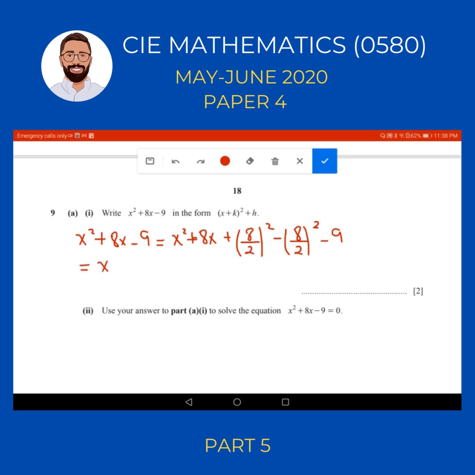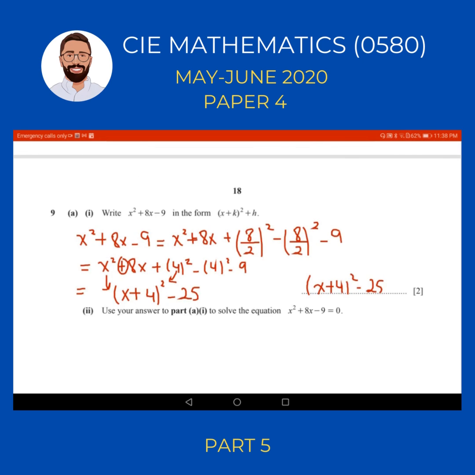So it's equal to x squared plus 8x plus (8 over 2 is 4) squared, minus (8 over 2 is) 4 squared, minus 9. Now from x squared I take x, from the plus sign, I need to include the plus sign, and from 4 squared, I include the 4, all of it squared, minus 4 squared minus 9, and the answer is minus 25. So the final answer is (x plus 4) all squared, minus 25. So that's the answer to part (a)(i).